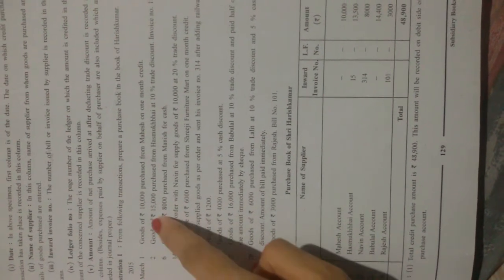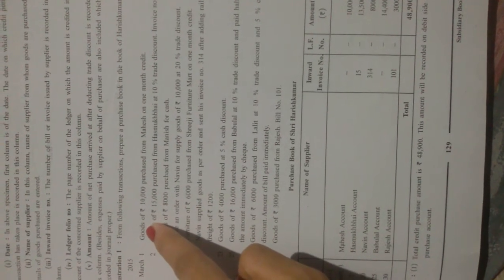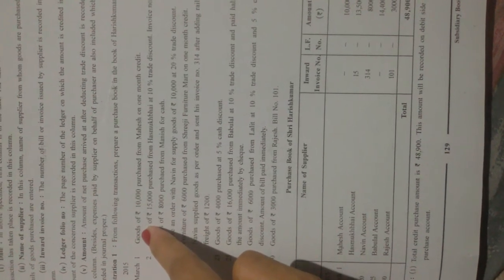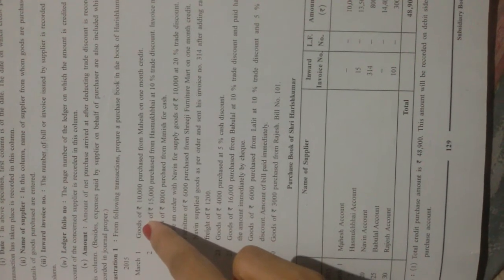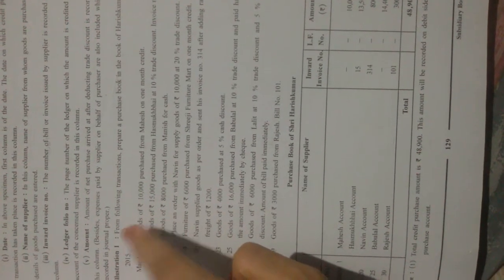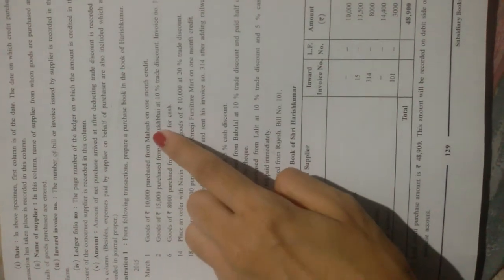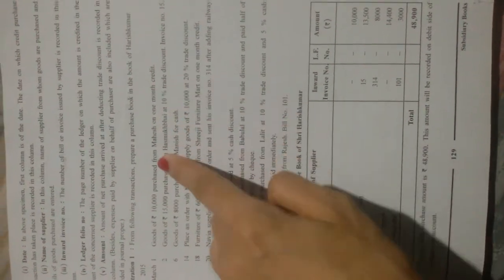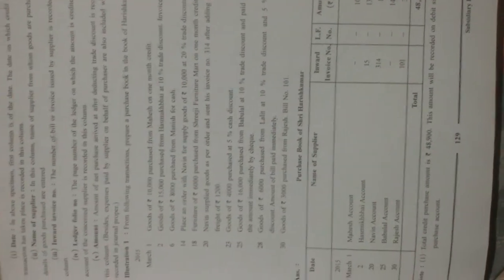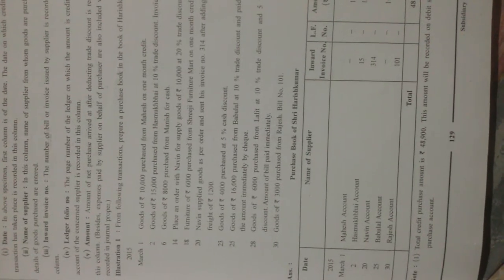First of all, here goods is given. Purchase of goods is always recorded in the purchase book, nothing else. Purchase of assets is not recorded in the book. So here purchase of goods has taken place, so one condition is fulfilled. Then it is also purchased from Mahesh on credit, so the second condition is also fulfilled. So this transaction is recorded in the purchase book.